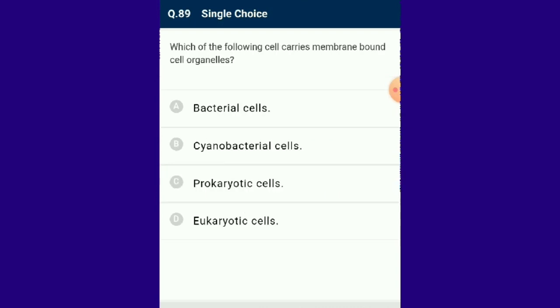Question number 89. Which of the following cells carries membrane-bound cell organelles? Eukaryotic cells contain a well-defined nucleus and membrane-bound cell organelles. Cell organelles like mitochondria, Golgi complex, endoplasmic reticulum and lysosomes etc. are present only in eukaryotes. So the answer is option D, eukaryotic cell.